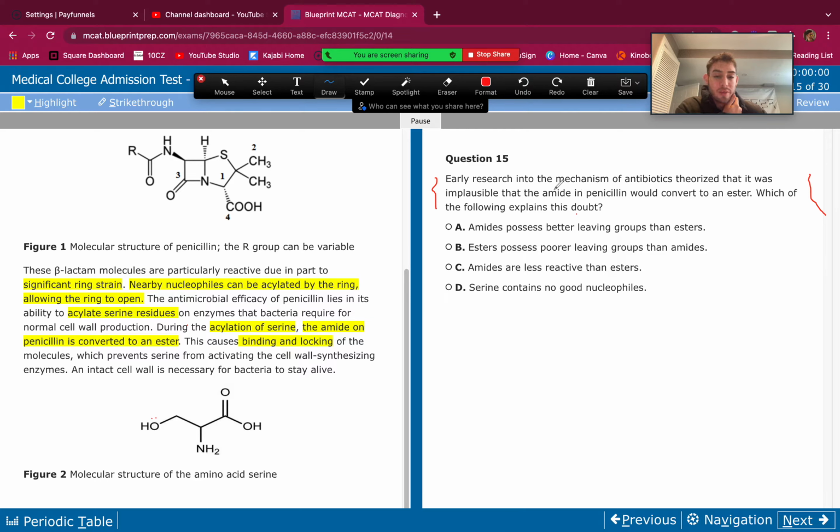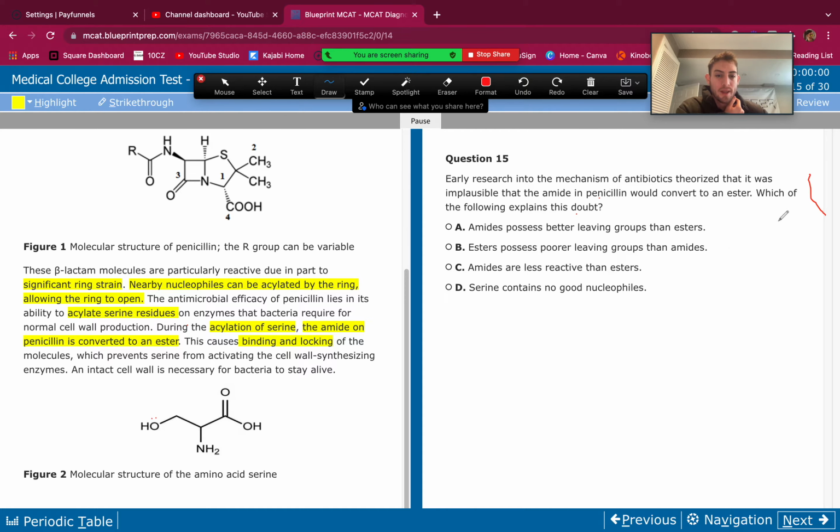But if you had to read this and you're like, what? Let me read it again. Okay, dumb it down. They're saying that the amide in penicillin, it's implausible that it's going to convert to an ester. There's no way that amide is going to convert to an ester. That's what these researchers are saying. No way it's going to convert. Why?